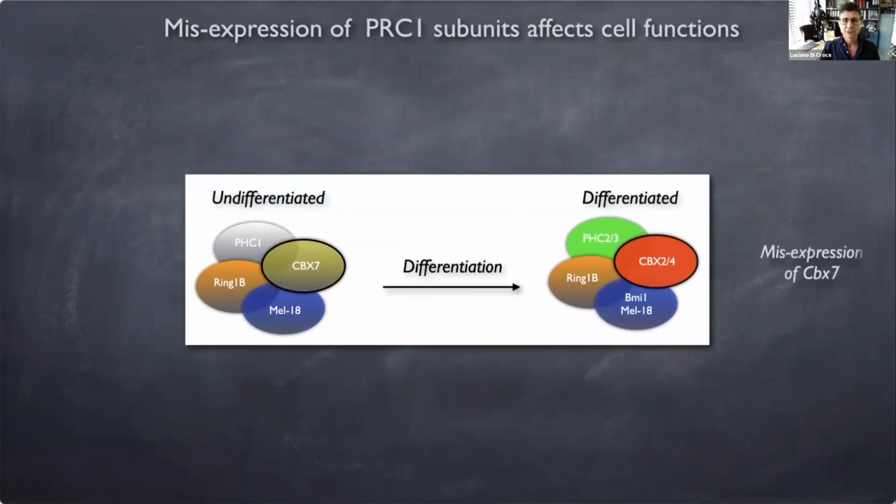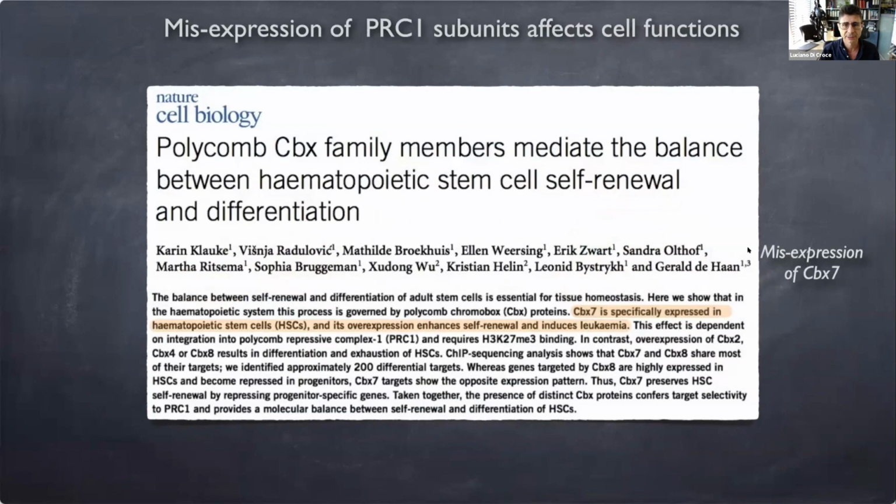And for example, if we force overexpression of CBX7 in more differentiated cells, what we observe is that these cells not only are incapable of undergoing differentiation if we start overexpression from here, but if we force the expression of CBX7 at this stage, the cells can actually retro-differentiate and gain some of the pluripotency characteristics. This was recently nicely illustrated by the work of Gerald de Haan together with Christian Helling, where they found that CBX7 overexpression in hematopoietic stem cells, which are adult stem cells, leads to enhanced self-renewal, which means aberrant proliferation, and this would eventually lead to leukemia. So overexpression of the wrong subunit in the wrong cellular context would lead to human disease.